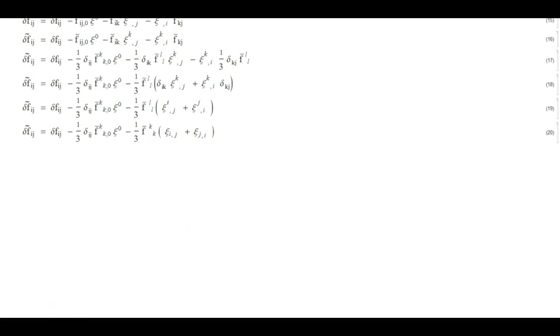So, the trace part of delta Fij is of this form, 1 by 3 delta ij and delta F LL. It is not 1 1, it is LL. It looks like 1 1. I can write MM here. Okay, so the trace part of delta Fij is 1 by 3 delta ij delta F MM, and we need to sum over these repeated indices.